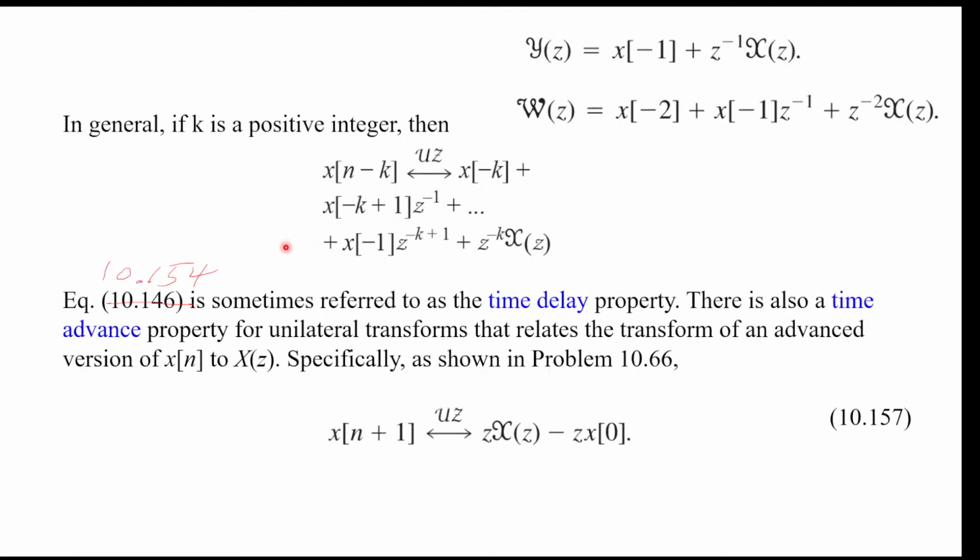And also we have more general terms. More generally, if you want x of n minus k, then you will have an x of minus k term, an x of minus k plus 1 term, etc., all the way to this script X term. So this is the time delay property. Also, in one of the textbook problems, you can derive the time advance property, and you get this result. You have this part that is exactly the inverse of this Y of z, but then you have this boundary term, minus z times x of 0.